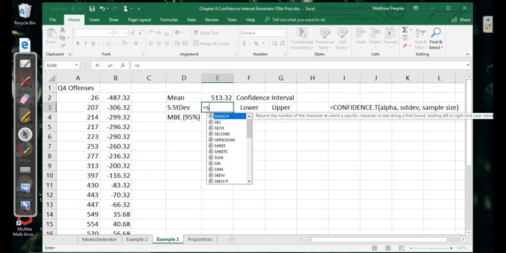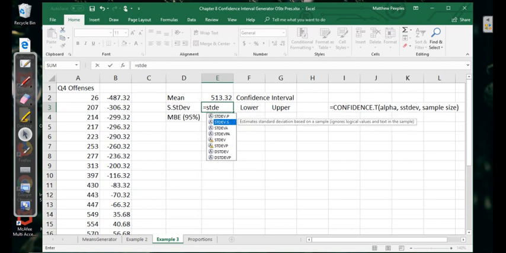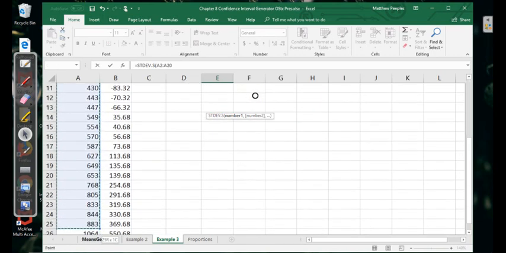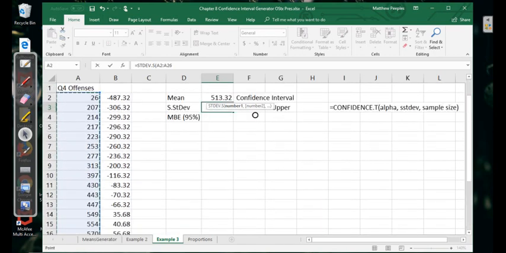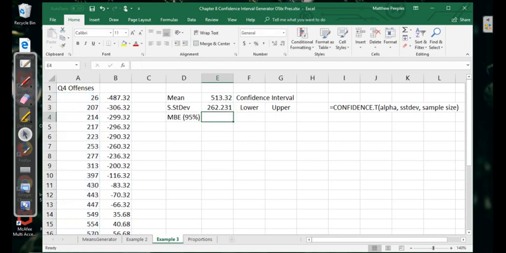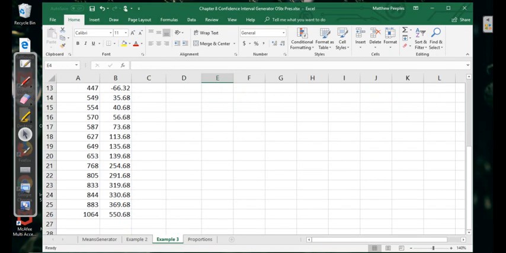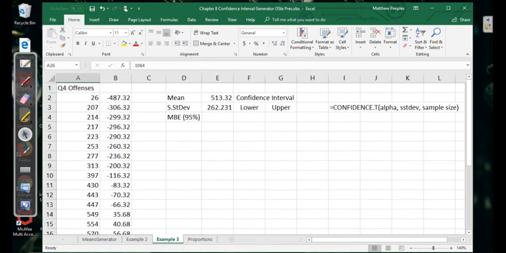So you go STDEV, and we have to use the one that says .S for samples. And we take our sample standard deviation. There it is, and we get that standard deviation. Now, we might suspect that there could be an outlier right here. 1064 is pretty high above that mean, but it might or might not be too high. We would have to compare our samples. We're only going to do this once, though.